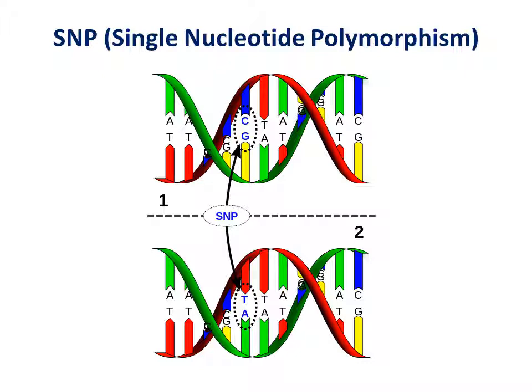So here again is showing you what a SNP might look like, a single nucleotide polymorphism. This is just a single change. So rather than a CG pair, which we see in the DNA labeled as number 1, that gets converted to a TA pair.